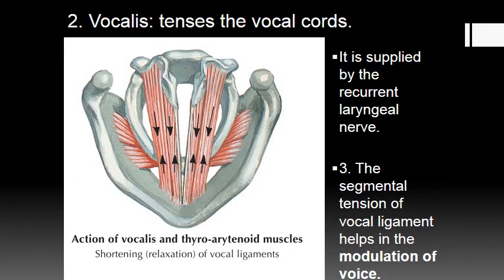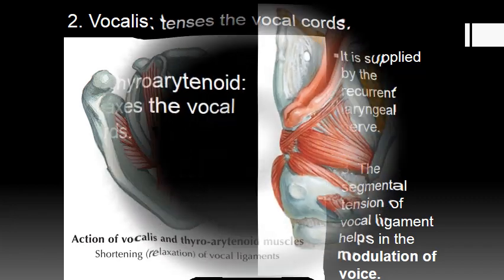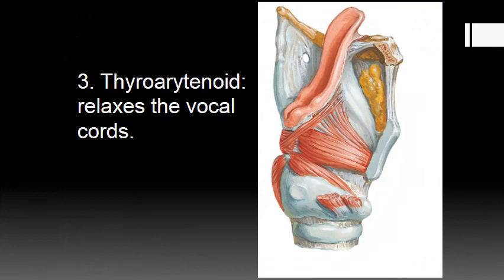Then the vocalis muscle tenses the vocal cords. It is supplied by the recurrent laryngeal nerve. The segmental tension of the vocal ligament helps. The thyroarytenoid muscle relaxes the vocal cords. It extends from the internal surface of the thyroid lamina to the arytenoid cartilage, and it is responsible for relaxation of the vocal cords.